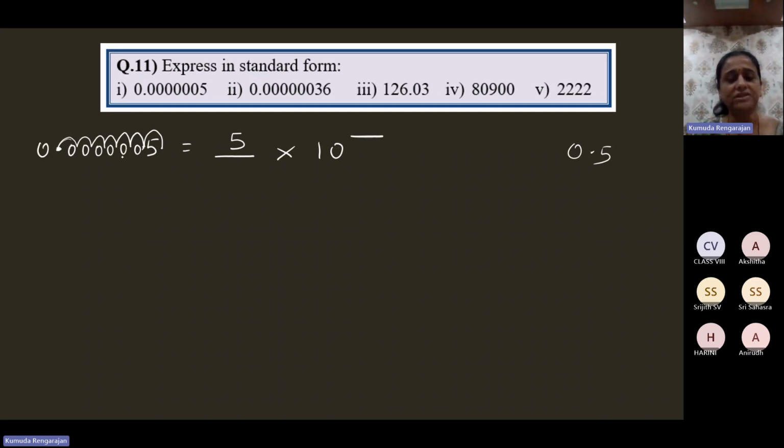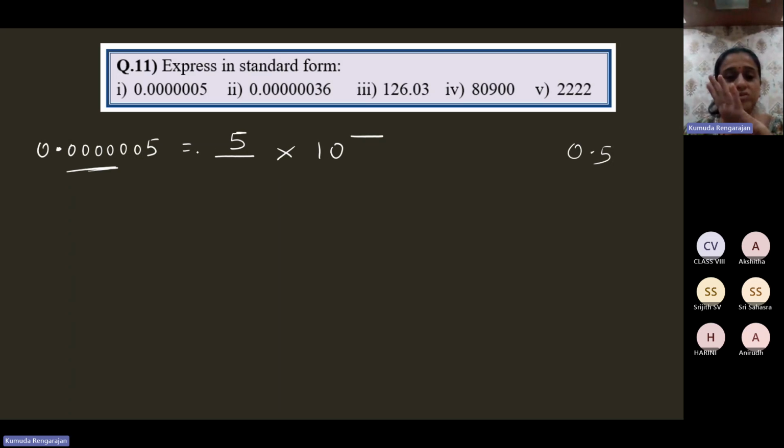Now, by shifting the decimal point like this, you have increased the value of the number. The number was so small. It was 0.0000005. It was so small. By shifting the decimal point, you have increased its value to 5.